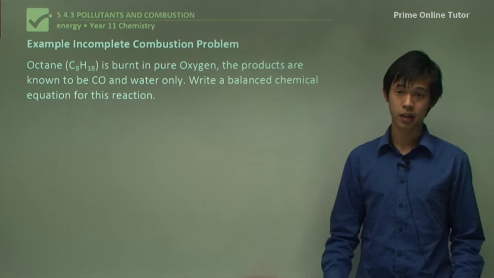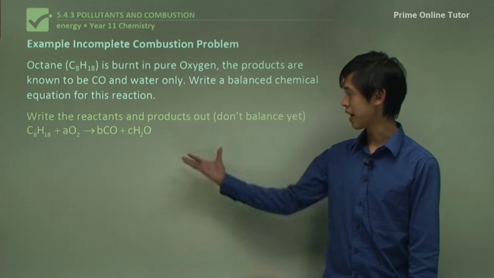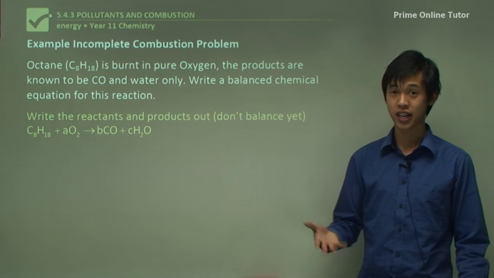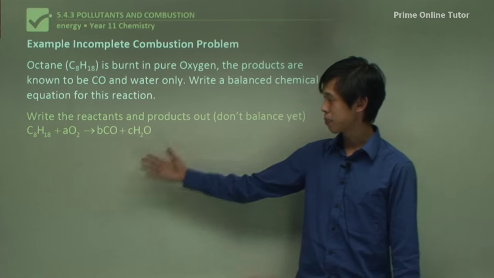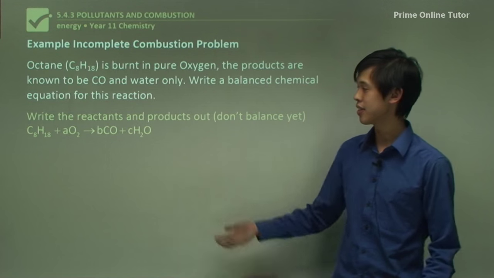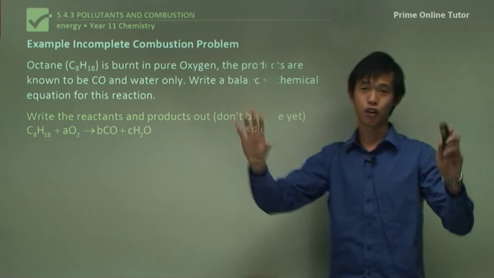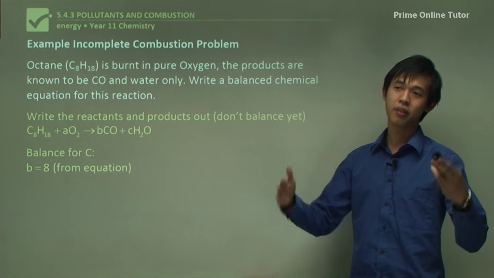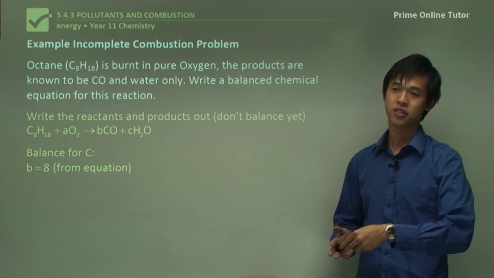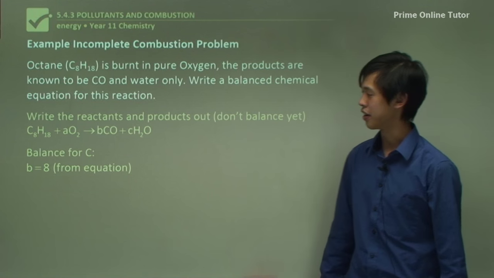So we do the same steps. Write out the chemical reactants and the products, and there they are. Again, we don't know how to balance them properly yet because we haven't gone through the balancing process, so we just put in coefficients, just random letters. And remembering, we go C, H, O, because of those reasons that I explained earlier.